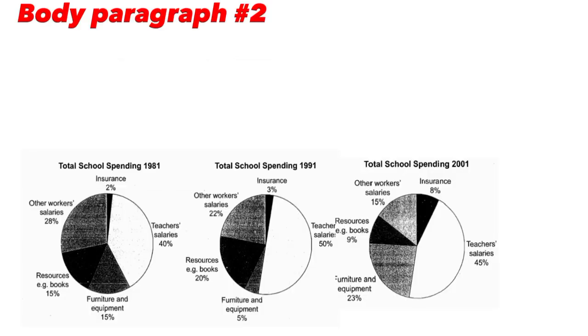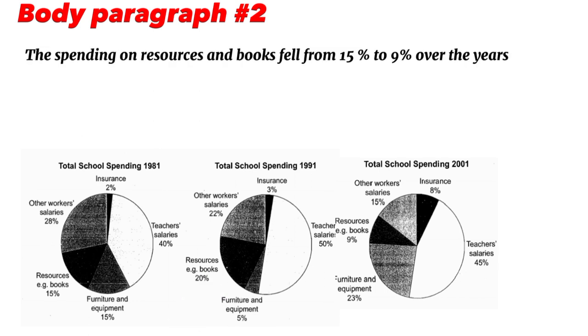The remaining 3 categories will come in body paragraph number 2. Now talking about the resources and books. You can see that the resources and books increased from 15% to 20% in 1991, and then it decreased to 9% in 2001. So here we'll be writing, the spending on resources and books fell from 15% to 9% over the years. Here again I didn't mention the 1991 total school spending as I didn't want to include every data.